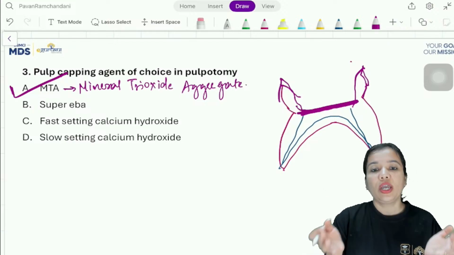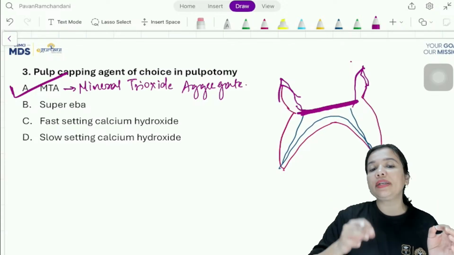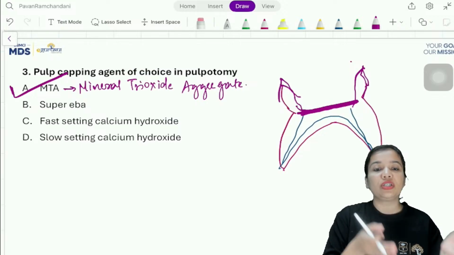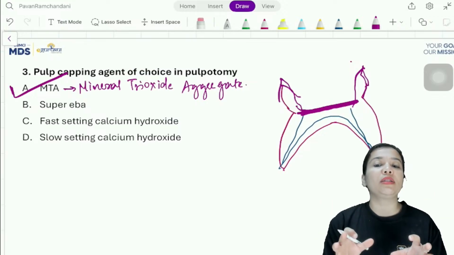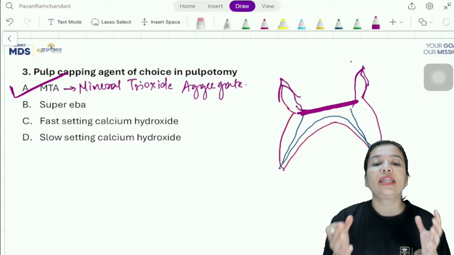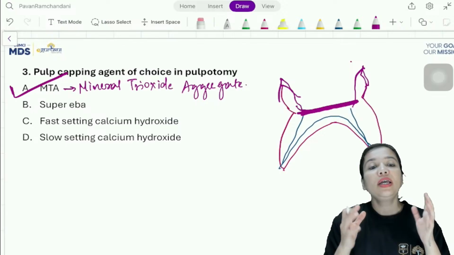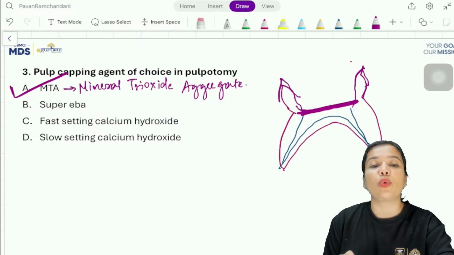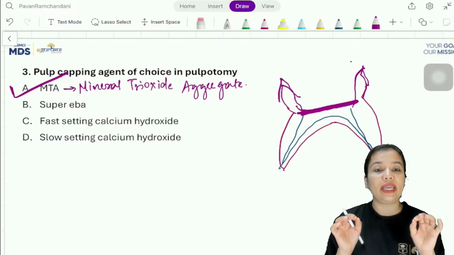Eventually. Okay, so the material's sealing ability and low inflammatory response reduce the chance of tooth loss, infection, and abscess formation. So this is very important for maintaining the patient's overall oral health and ensuring that the tooth can remain in place without additional treatments. So here the pulp capping agent of choice is MTA, that is mineral trioxide aggregate.